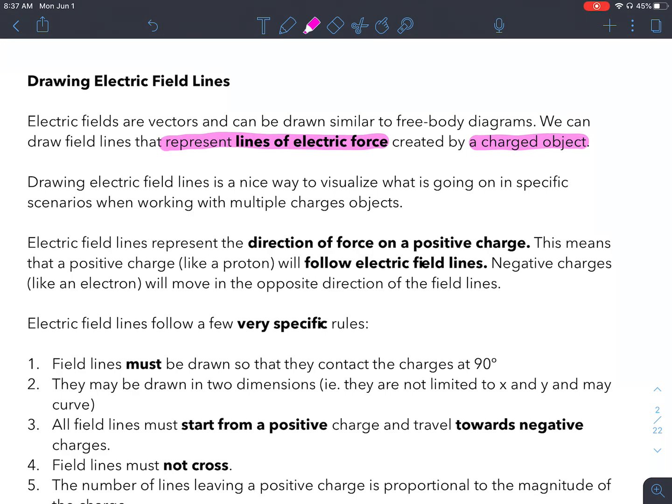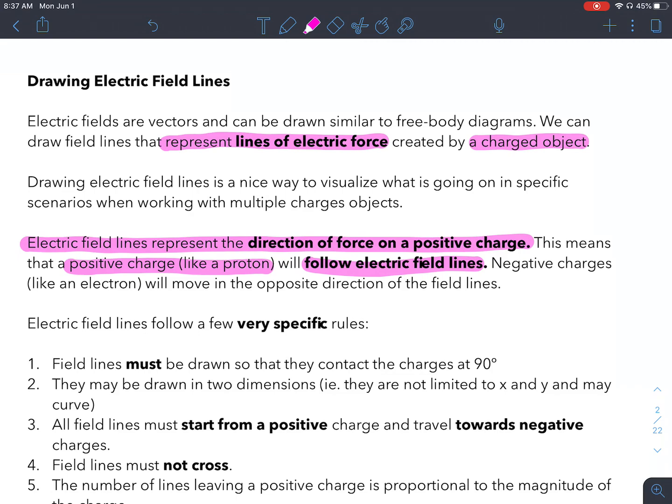Okay, the big thing, and I'm going to say this over and over again, is electric field lines represent the direction of force on a positive charge. Okay, I'm going to come back to that a little bit later. But what that means is that a positive charge, like a proton, for example, will follow the electric field lines. It will move in that field, right?